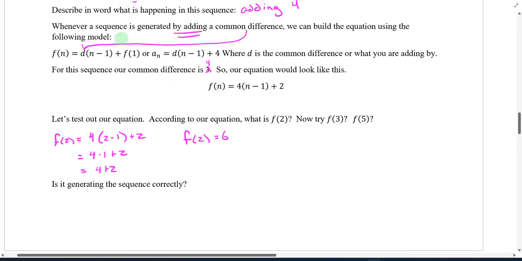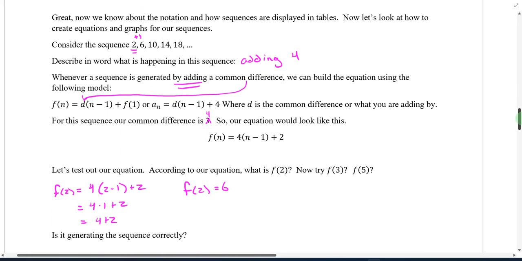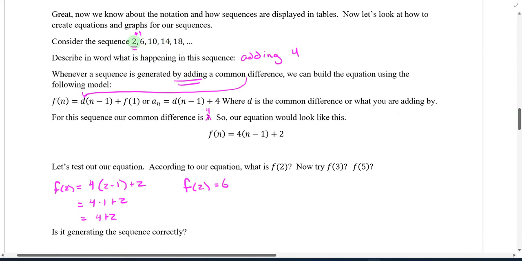Well, is it? So let's go back up to our sequence here. Take a look at that list of numbers. Here it is. Here's the first term, here's the second term, and look, the second term is 6. All right, so let's try it again. This time we'll do f of 3. We know f of 3 should be 10. So let's make sure we get 10 with our equation. All right, so I'm going to say f of 3 equals 4 times 3 minus 1 plus 2.